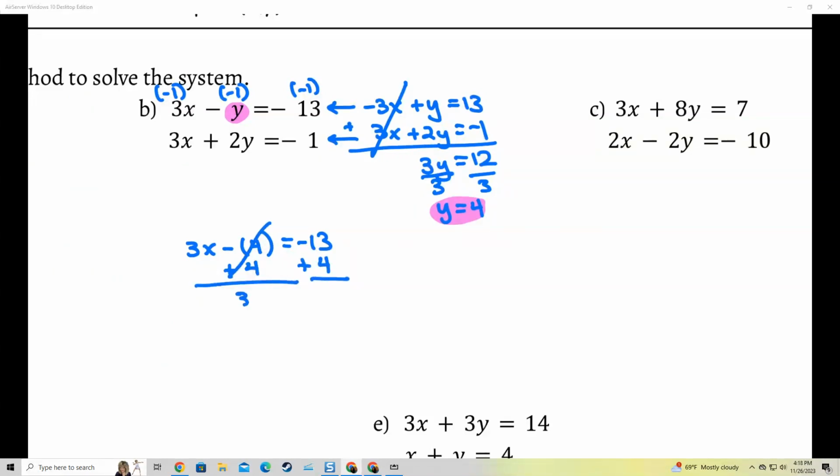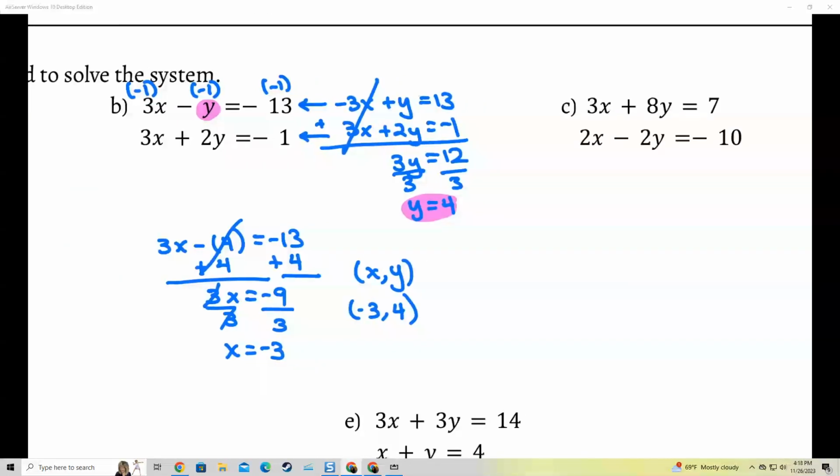These are going to cancel. I get 3x is equal to negative 9. Divide both sides by 3. x equals negative 3. This is the second part to my solution. Remember, you're going to write your answer as a coordinate. So you're going to write it as x comma y, which in this case is going to be negative 3 comma 4.